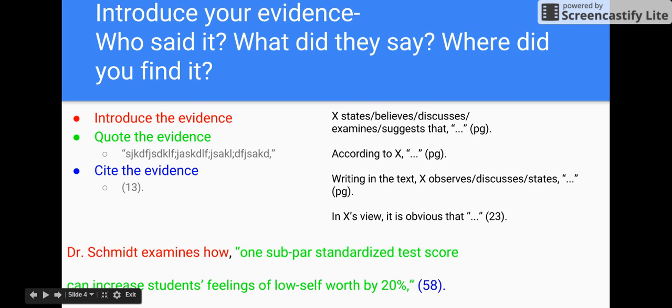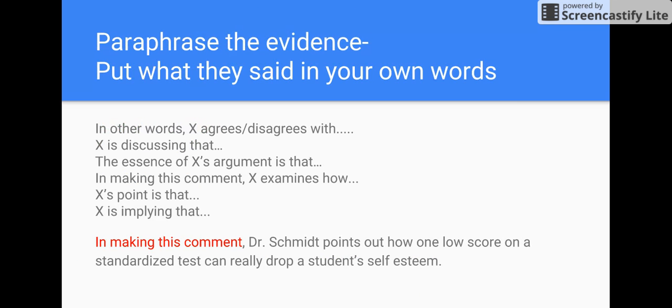Now I need you to look at this again. You're going to pause. You're going to write this yourself. Then you're going to go back and check that you have done this correctly, including all commas, parentheses, quotation marks, and periods. So pause and write, introduce your evidence.